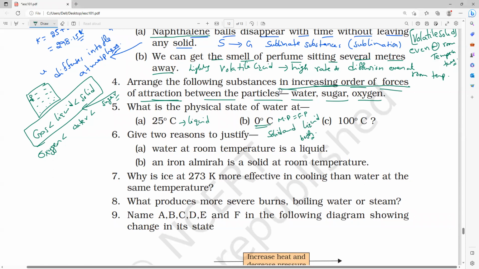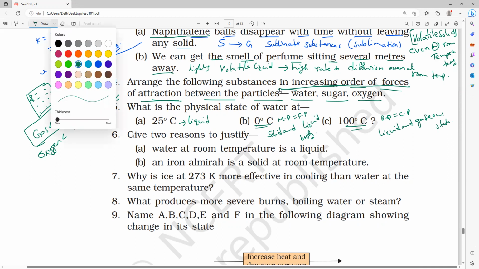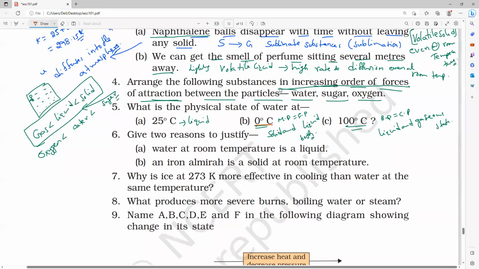Next, 100 degrees Celsius also. Boiling point is equal to condensation point. So that is liquid and gas, yes. All of you, this is very, very important. Be very careful. For any substance at melting point and boiling point, both the states of matter are present. Okay, guys? Yes, sir.